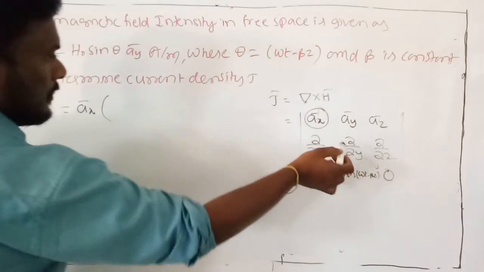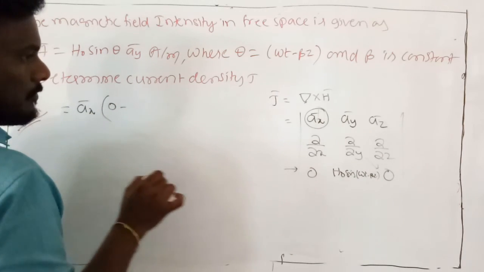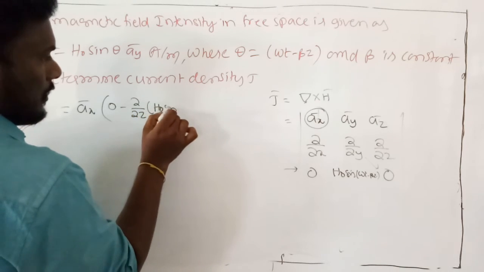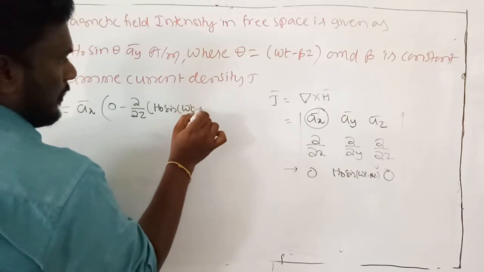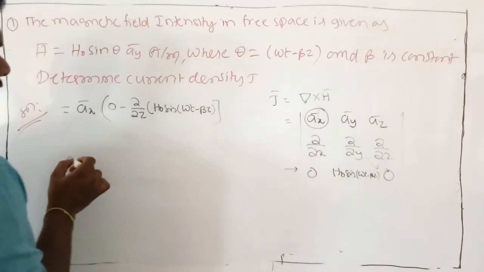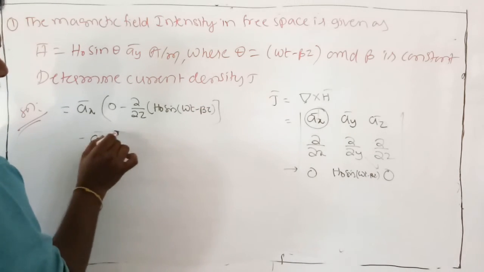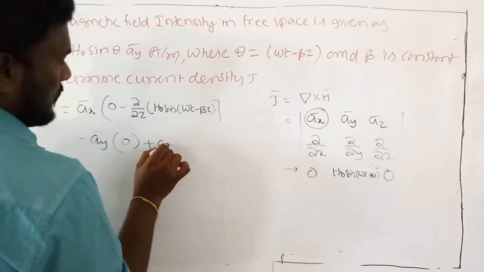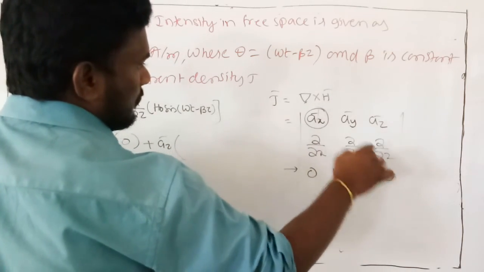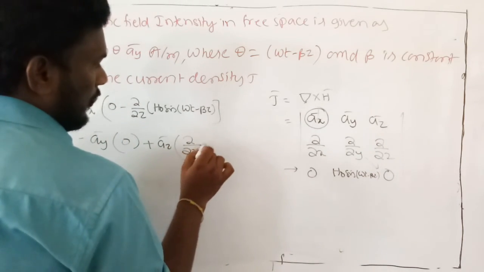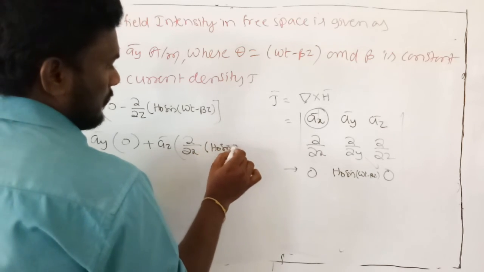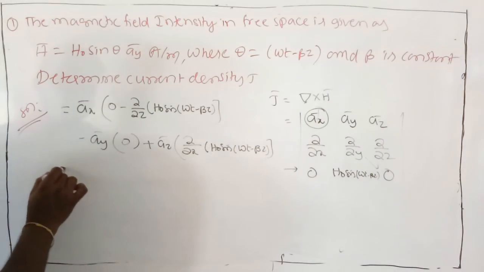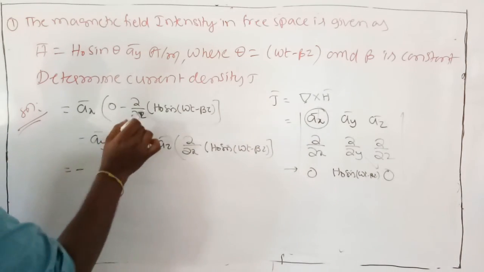AD minus BC means something into 0, 0 minus BC, which means dou by dou z of H naught sin omega t minus beta z. This is our first component. The second component is minus AY bar times second row, second column, 0 into 0, which is 0. Then for AZ bar, it is dou by dou x of H naught sin omega t minus beta z, minus dou by dou z.